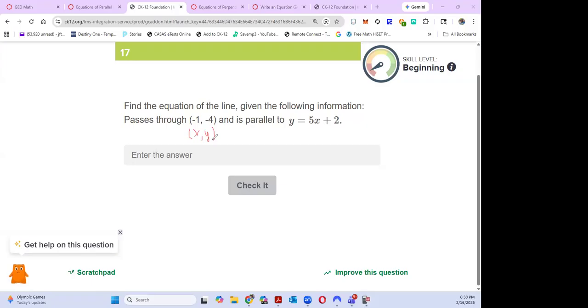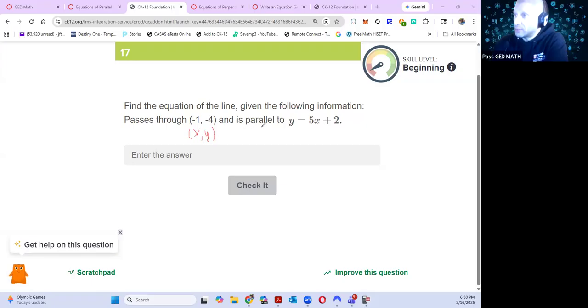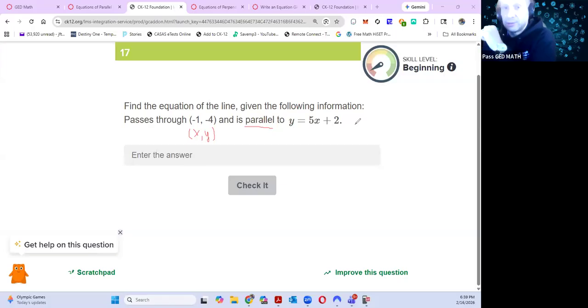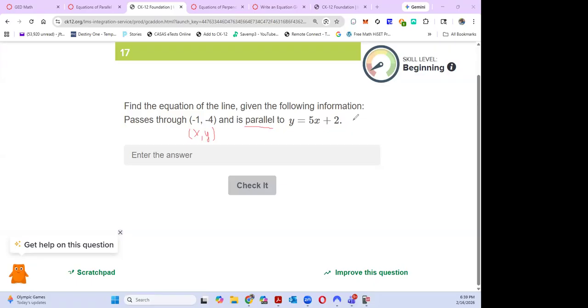We know it's parallel. What else do we know? So that's right. We have a point that gives us an x and a y value. We know we're trying to find a line that's parallel. What's the last two things we need that they're giving us? They gave us an equation. Right. What two things can we find from this equation of the line? A slope and a y-intercept.